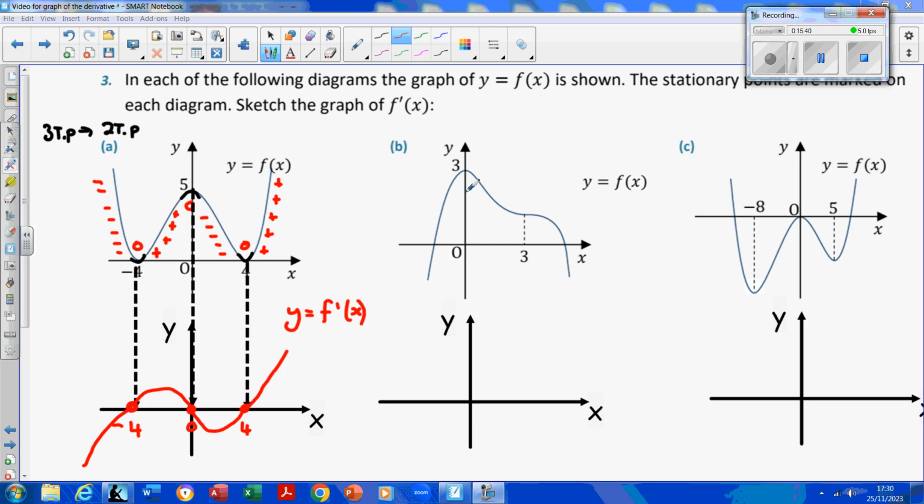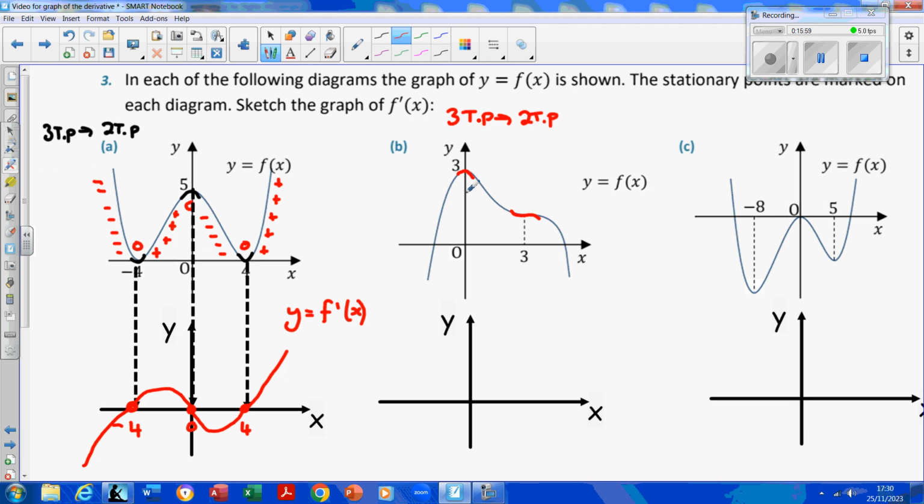Okay, next one, we've got a maximum turning point and we've got a point of inflection. So point of inflection, that thinks it's 2 turning points because it's doing that and then it's turning. So effectively we've got 2 and that one makes 3, so we've got 3 turning points and we think that will go to 2 turning points.